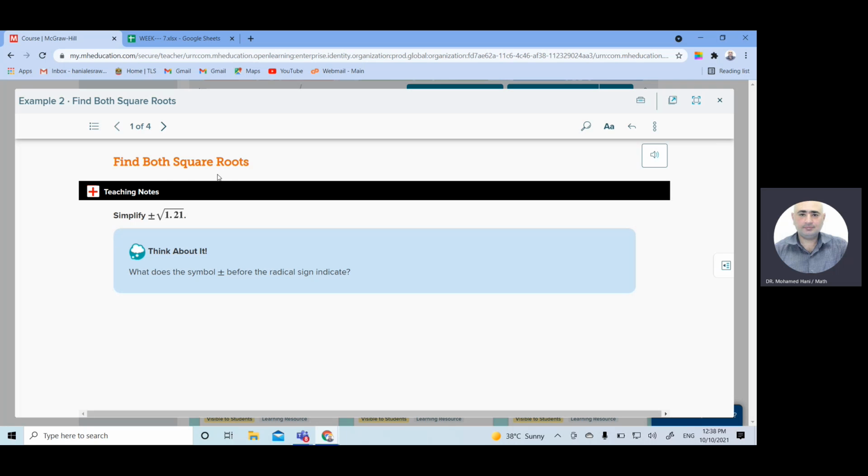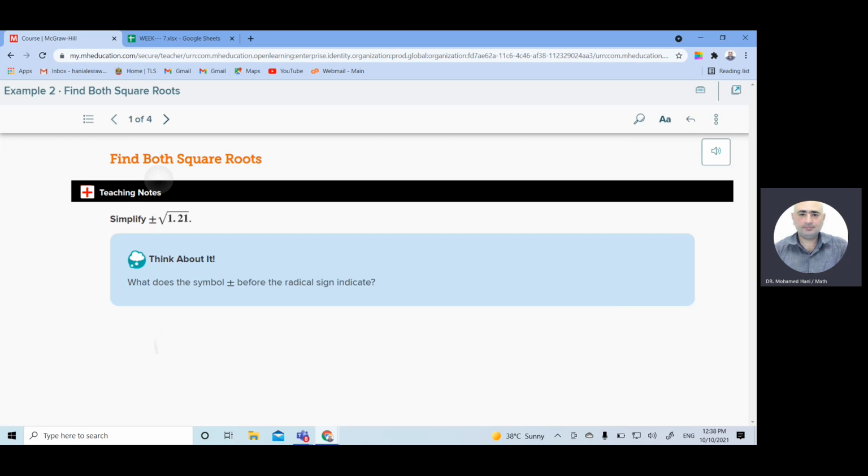Find all square roots. Simplify minus plus square root of 1.21.